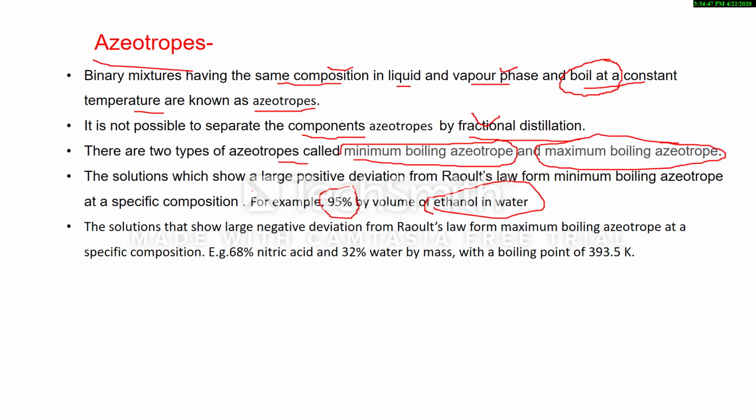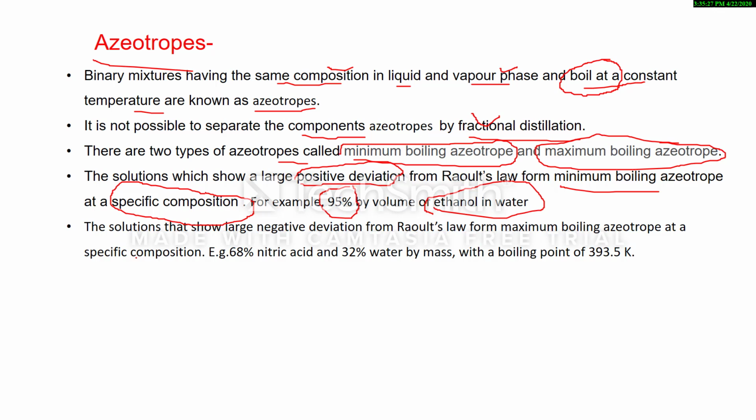Clear? Now the solutions which show a large positive deviation from Raoult's law form minimum boiling azeotropes, because these types of solutions will boil at a lower boiling point. Is it clear? That's why they are minimum boiling azeotropes. Again remember, this solution should be in a specific composition. If the composition is not specific, that will not be an example of azeotropes. Like we are saying 95% ethanol in water, it means 95 ml should be ethanol and 5 ml should be water.